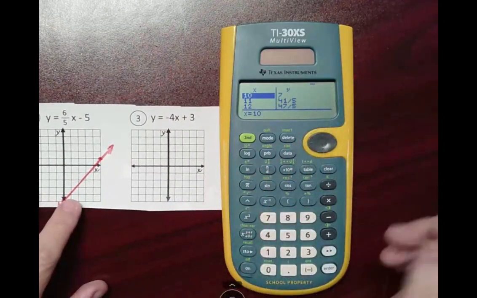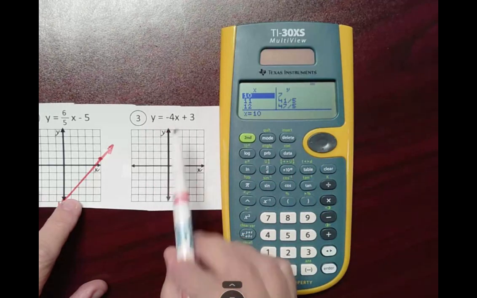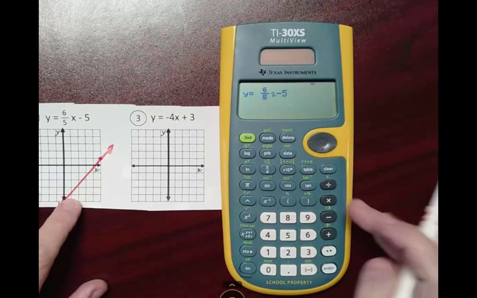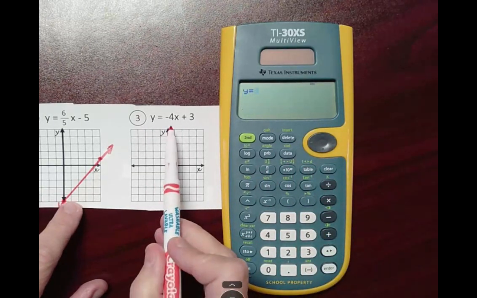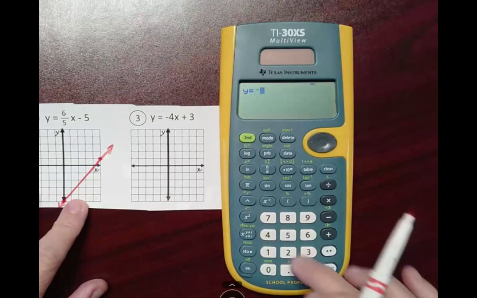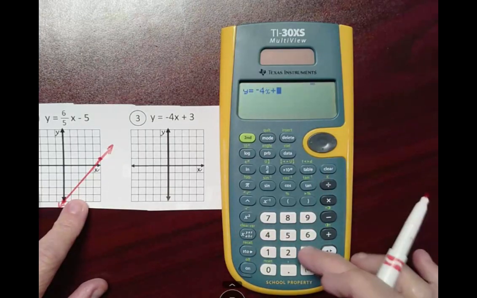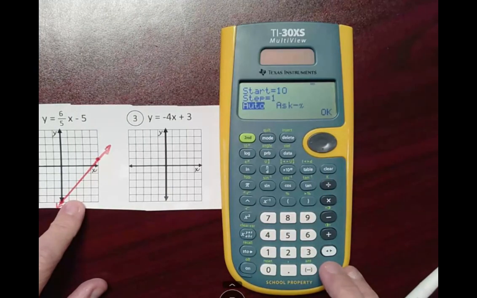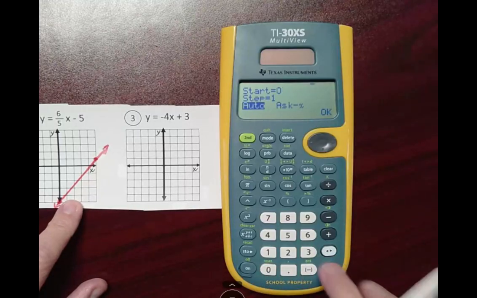Okay, one more, -4x plus 3. It's in y equals format. We'll hit our table button and clear the previous equation. I want -4x plus 3. We'll hit enter. I'm going to put my start back at 0. Enter, enter, enter, all the way down to OK.